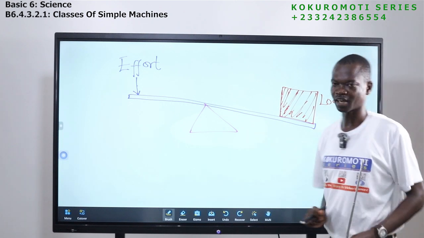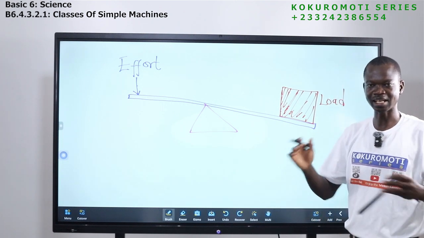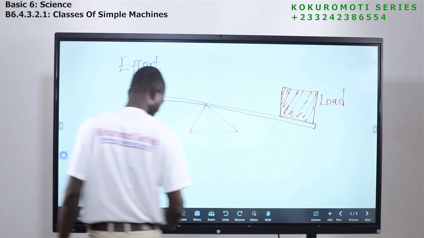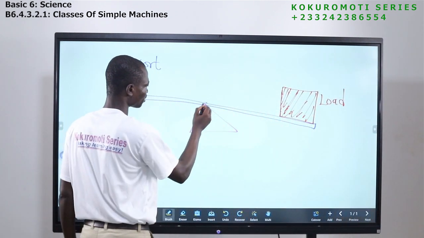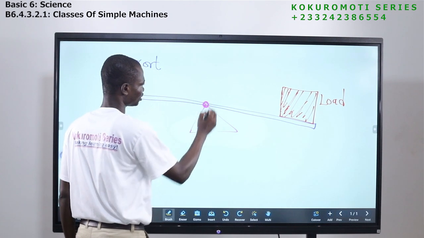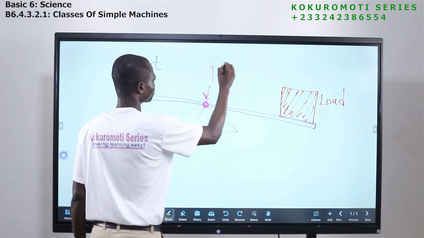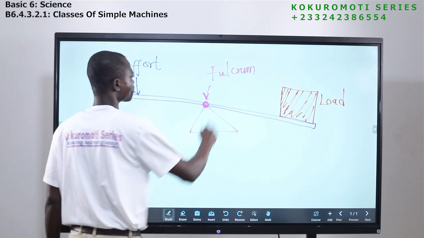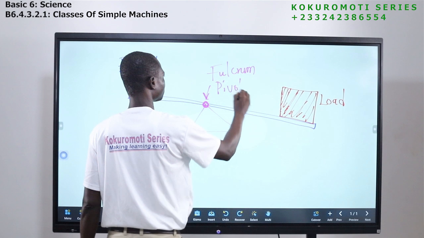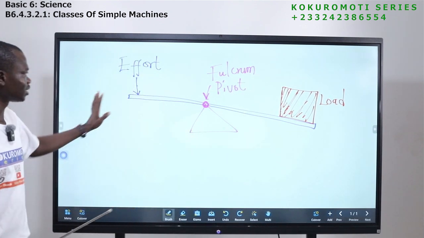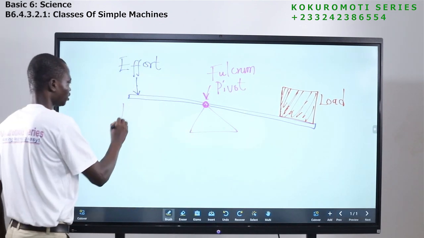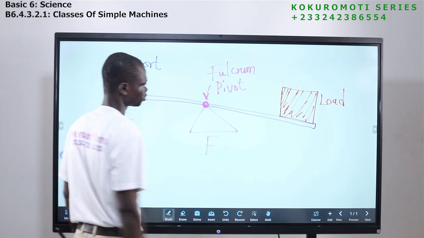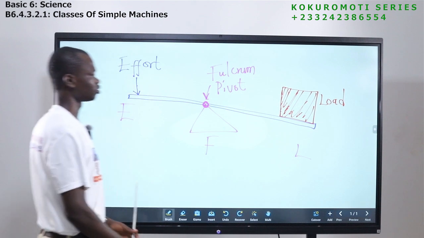Now, which part of the lever turns? The part that turns is the pivot or the fulcrum. So here, this is the part that turns. So this side is what we call the fulcrum or pivot. So you should know this side. E stands for effort, F stands for fulcrum, and then L stands for load.